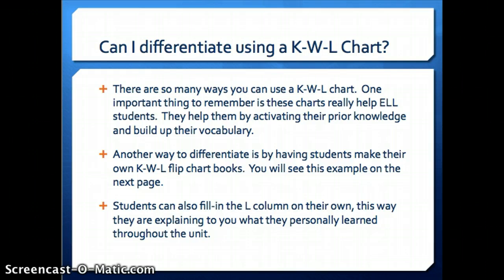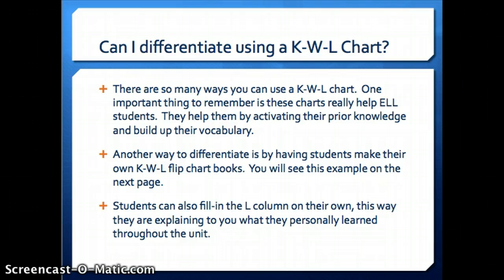And another way we can differentiate is having the students, as a whole group, each have their own individual KWL charts at their desk or on a whiteboard on the carpet with you, filling in the K as you're filling in the K, filling in the W as you're filling in the W, and then after the unit of study, leave it up to the students to write what they have personally learned throughout the unit.